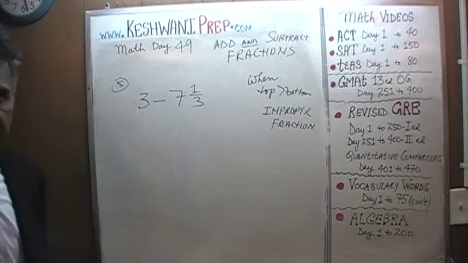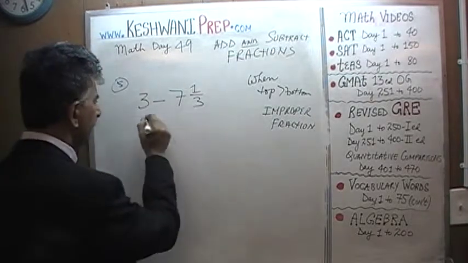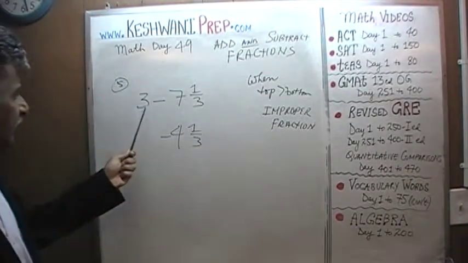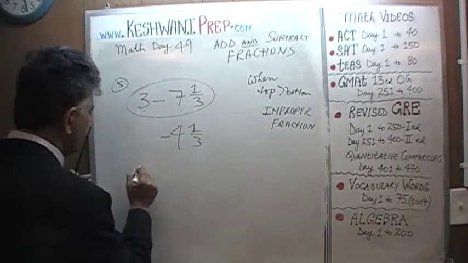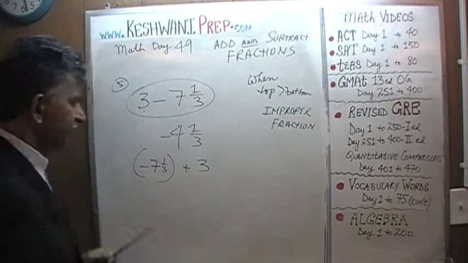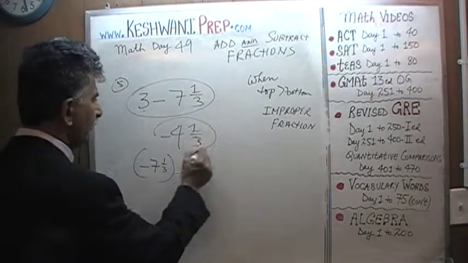Well, 3 minus 7 and 1 third is quite straightforward. 3 minus 7 is negative 4, so it's just negative 4 and 1 third. Because you see, 3 minus 7 and 1 third is no different than negative 7 and 1 third plus 3. In which case, negative 7 plus 3 is negative 4. Negative 4 and 1 third is the answer.